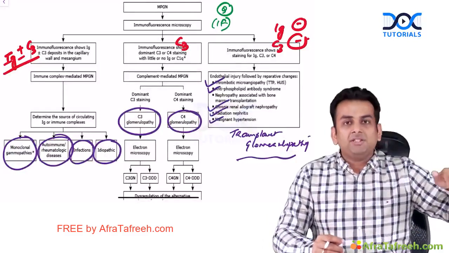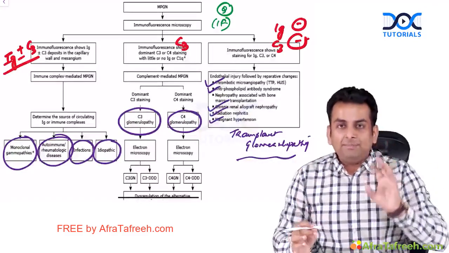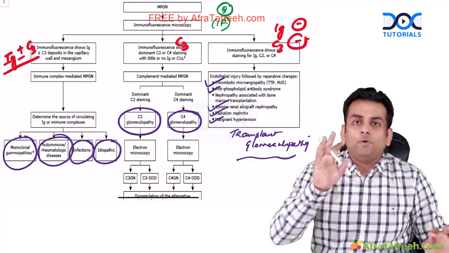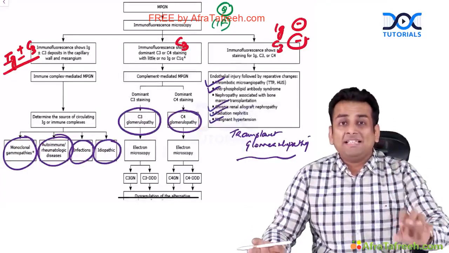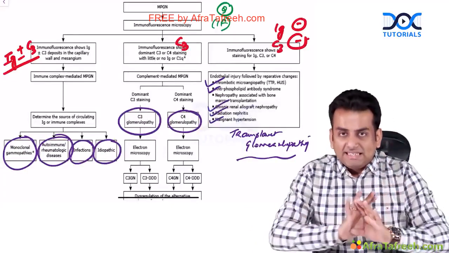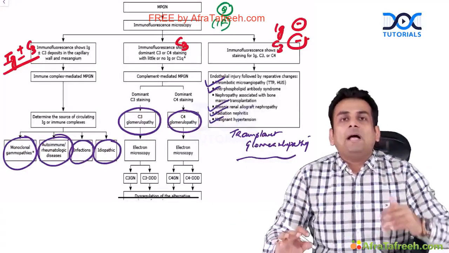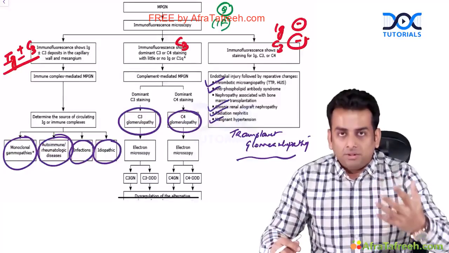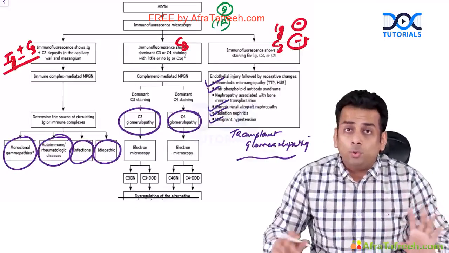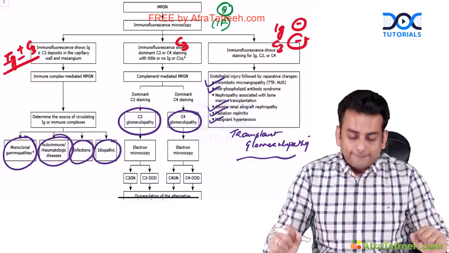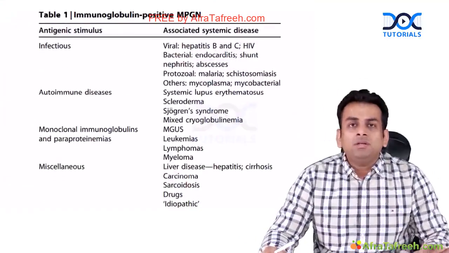I repeat myself, immunofluorescence: immune complex due to infections, autoimmune, malignancy, idiopathic. Complement mediated: C3 mediated, C3 glomerulopathy; C4 mediated, C4 glomerulopathy. C4 is not important. C3 glomerulopathy is very, very important. We shall discuss it in details. Third, neither complement nor immunoglobulin. There you have the thrombotic microangiopathy, the transplant glomerulopathy, the radiation nephritis, the malignant hypertension, and so on, which is very, very important.